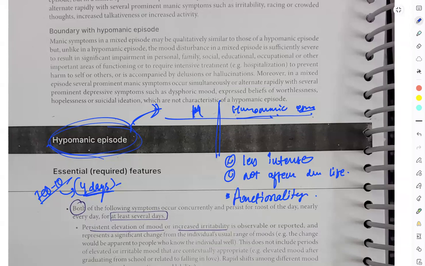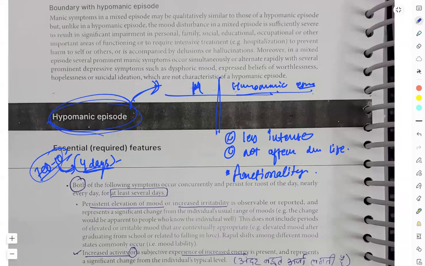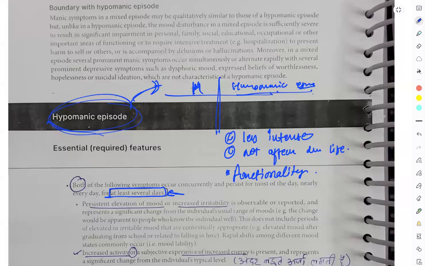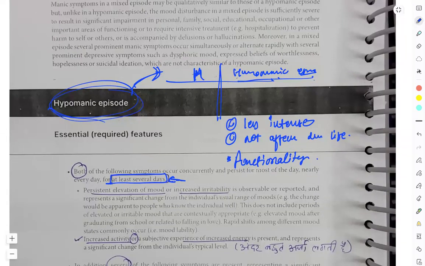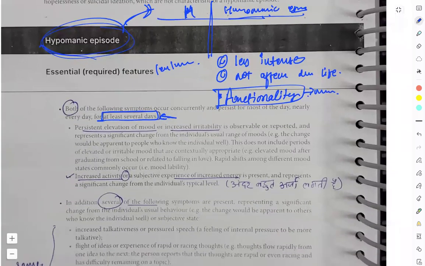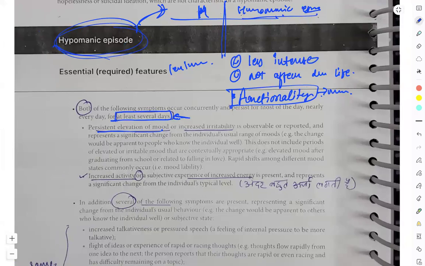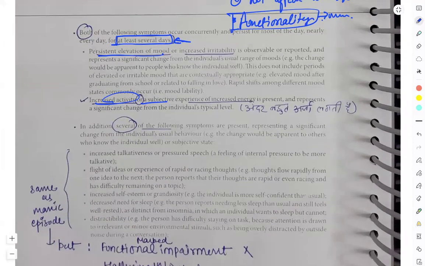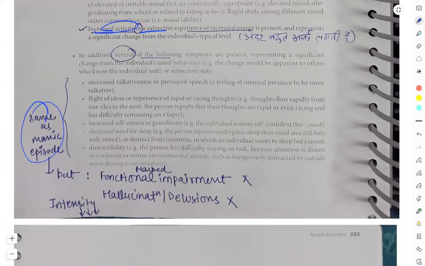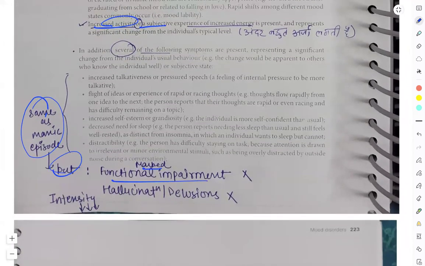So, 4 days is something that ICD-10 writes, but in ICD-11 they have not mentioned days here. They said for at least several days. They took the 4 day thing away, but the rest of the things that you mentioned are completely correct. So what is important here is the symptoms are less intense and functionality is maintained in this patient. There is persistent elevation of mood and increased activity, and all of the symptoms, as you said, are similar to a manic episode, but marked functional impairment is not there.